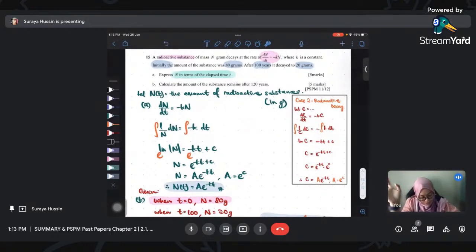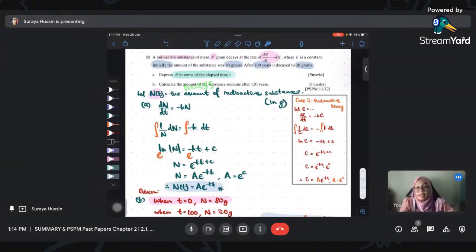Okay, so now we have radio substances. So now you kena pandai let sendiri sebab dia tak bagi ayat yang cantik. You kena buat ayat sendiri. Let whatever N. Dia pakai huruf N, pakailah huruf N. Ikut je lah sebab senang. Okay, ikut je huruf yang dia bagi, pakai je huruf N. The amount of radioactive substances, the amount ataupun the mass.